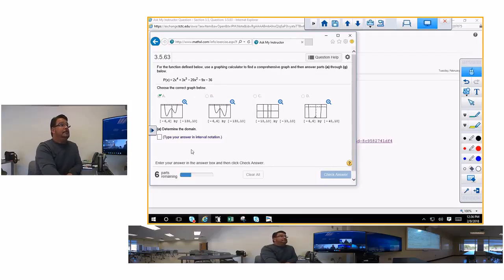Okay? Determine the domain. Is it a radical or a fraction? Neither. So it's all real numbers. So negative infinity to positive infinity. Range is from your lowest point right here, whatever that is, let's say negative 10 to infinity.